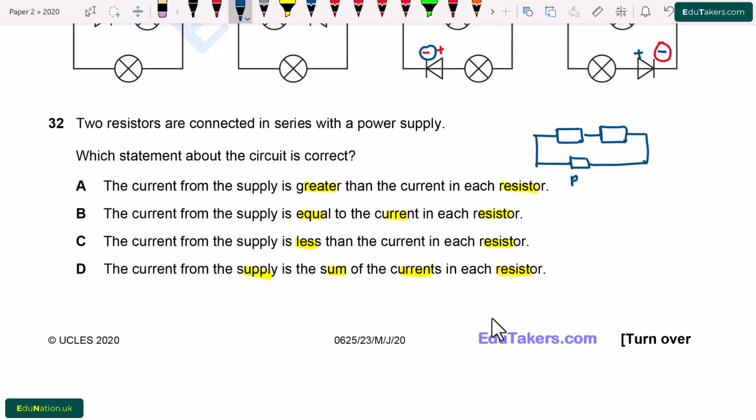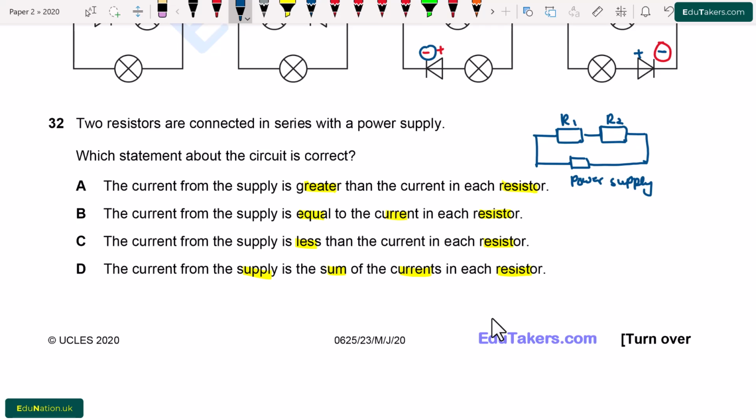I write here power supply, and here is R1, R2. So when the resistances are connected in series, the current that is supplied by the power supply will be equal to the current in each resistor. In the series combination, current remains same.